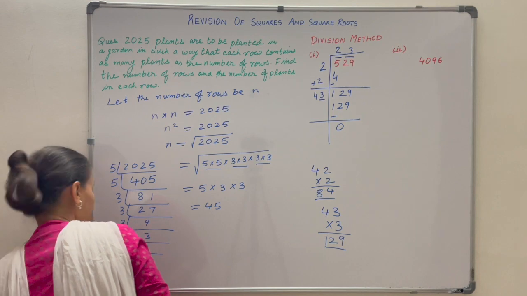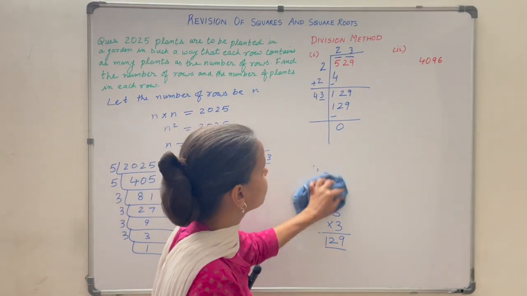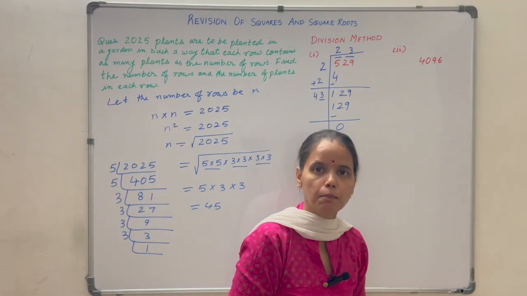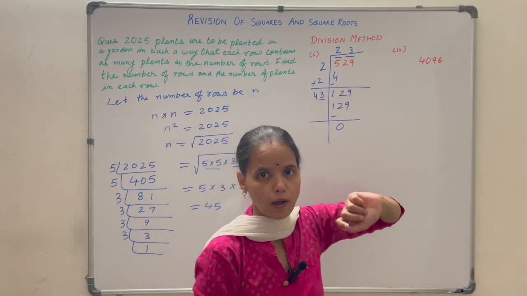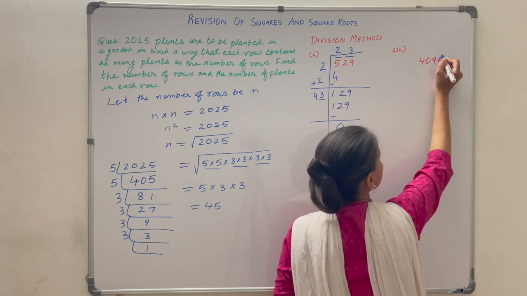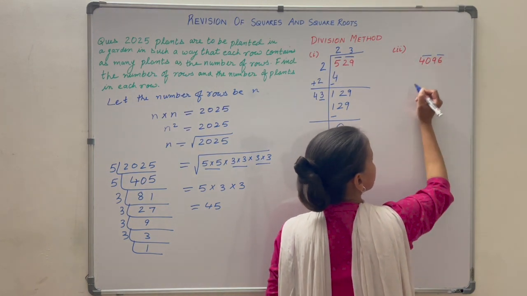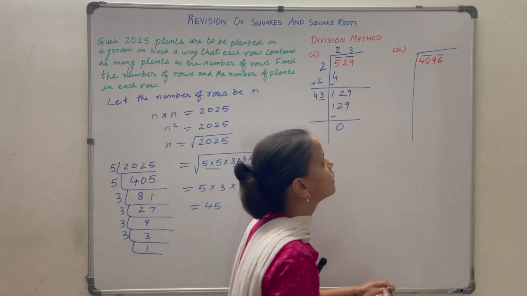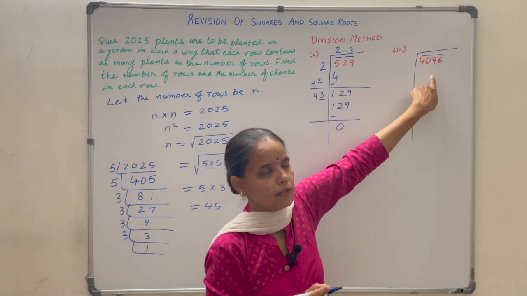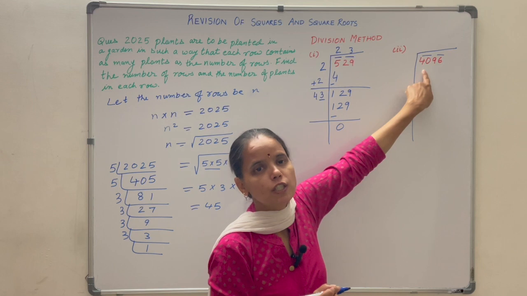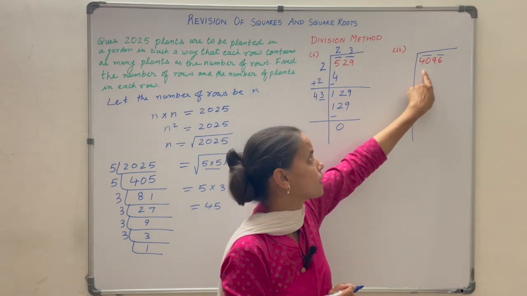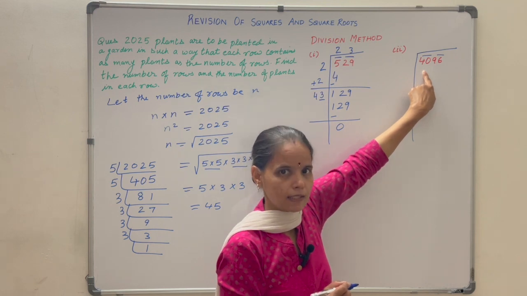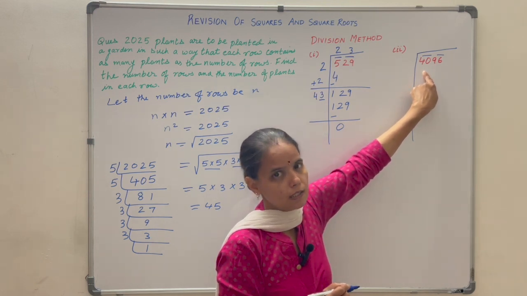Now let us see for this question, 4096. So here you need to place the bars first from the ones place. So 96 will be under one bar and 40 will be under one bar. Now you have to take the digit which is under the first bar here, that is 40. So which is that largest number whose square is less than or equals to 40? That is 6.